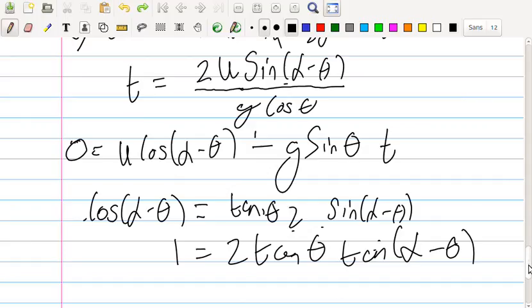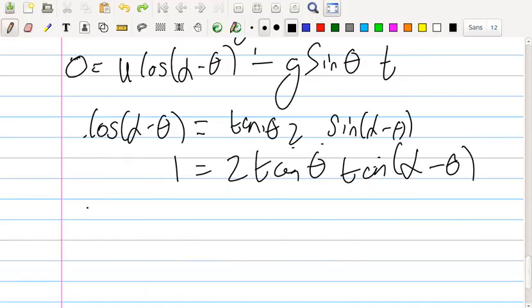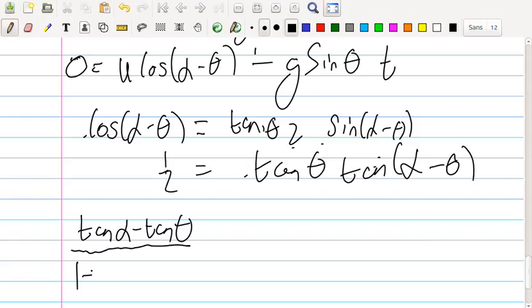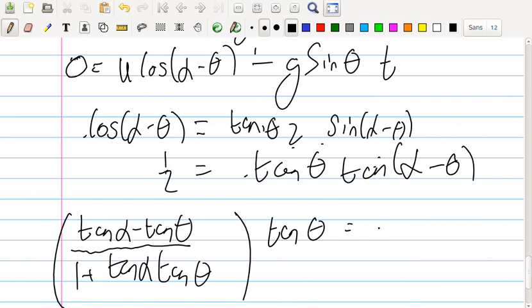Now this isn't too bad to solve actually, because I'm actually going to bring the 2 over here to get rid of it. You have a formula for tan alpha minus theta. It's tan alpha minus tan theta all over 1 plus tan alpha tan theta, times tan theta, and that needs to equal a half.